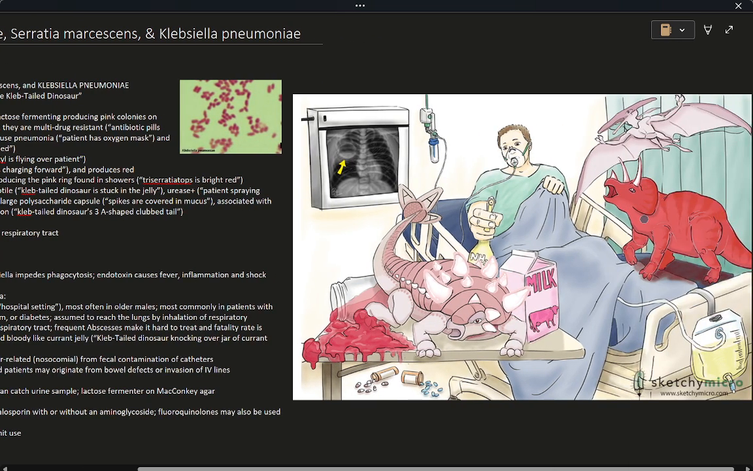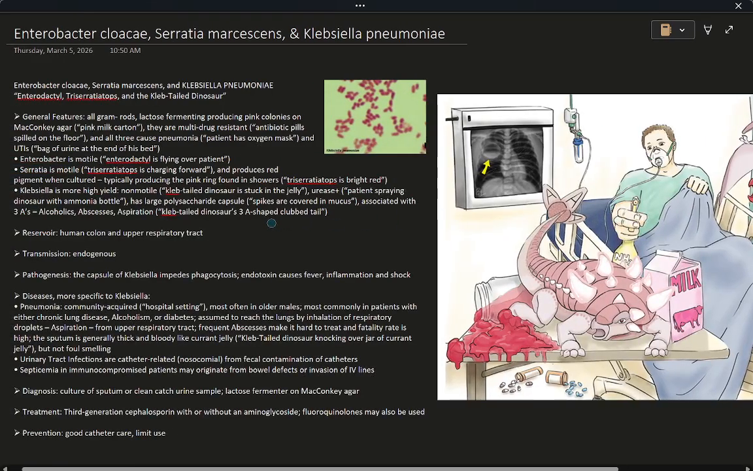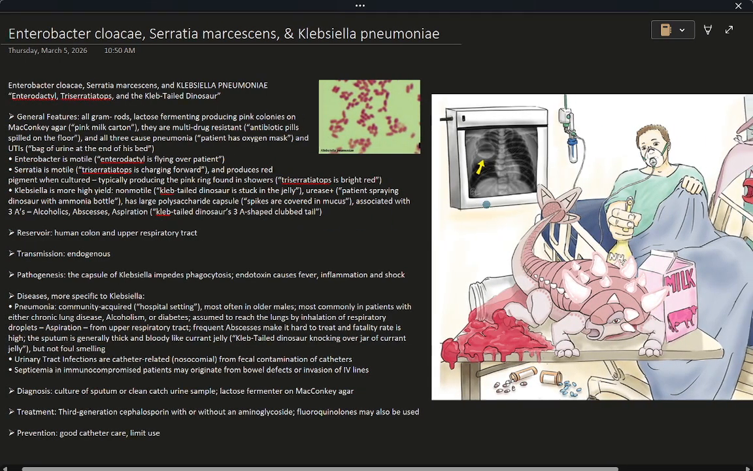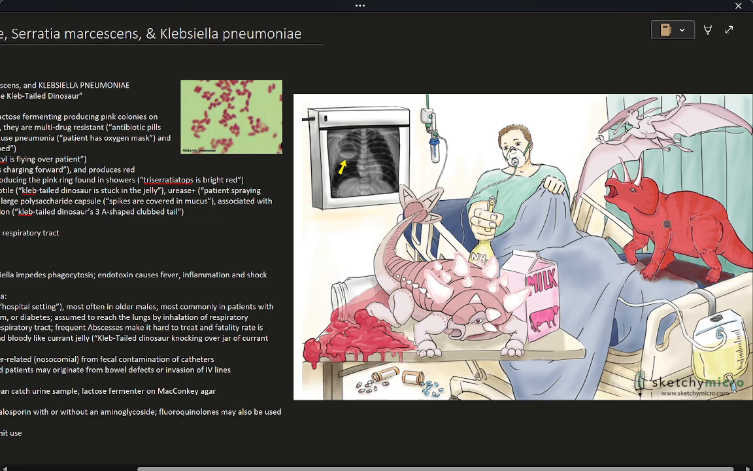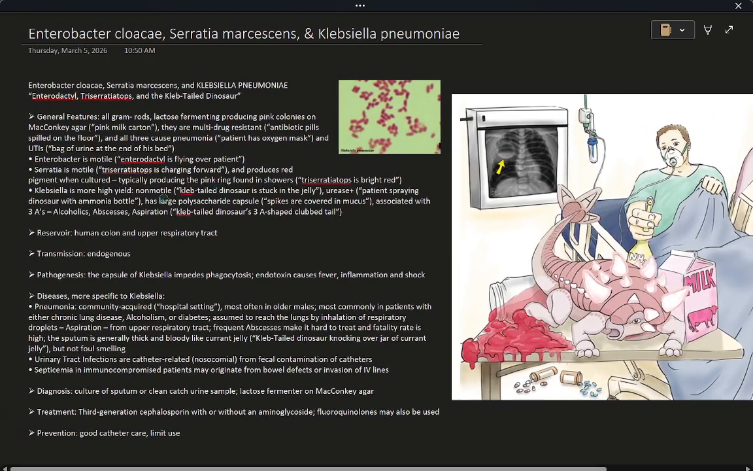As shown over here, it is kind of red as well. And the bright red color of the triceratops symbolizes the red pigment of the Serratia when it is cultured. And that is why you can see pink rings found in the showers if the shower curtains are infected with Serratia.